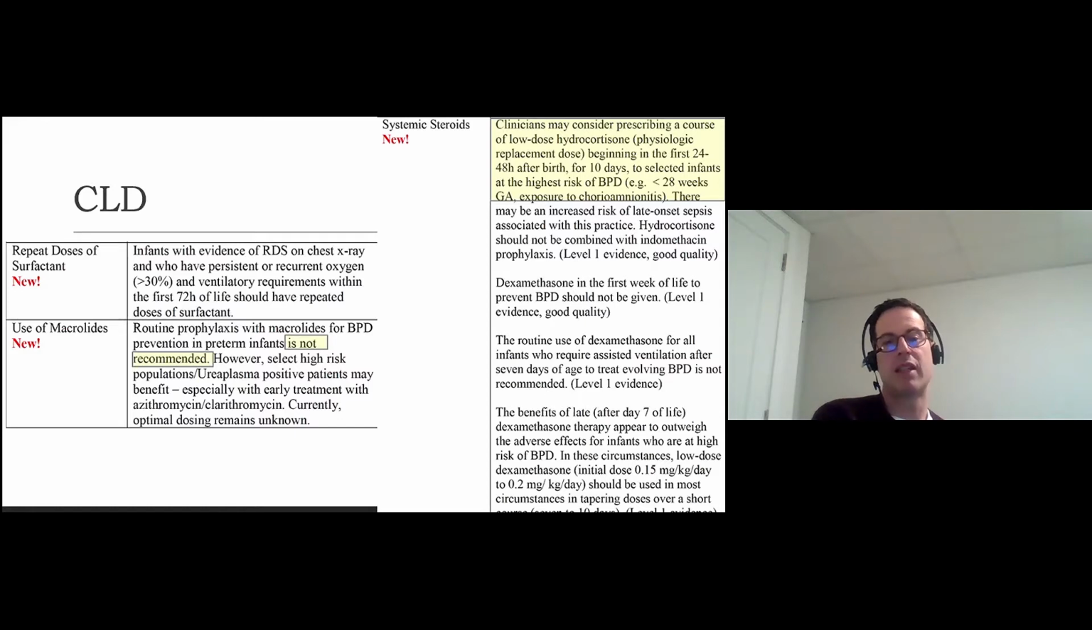The other thing that's, I think, a bit of a hot topic, and I certainly share on social media whenever I see this come along, is the use of macrolides to reduce the risk of BPD, presumably by treating or eradicating Ureaplasma urealyticum in those patients who have it. The evidence goes back and forth on this, but at the moment, the EPIQ group was not recommending the routine use, and the typical drug that would be chosen in that case is azithromycin.